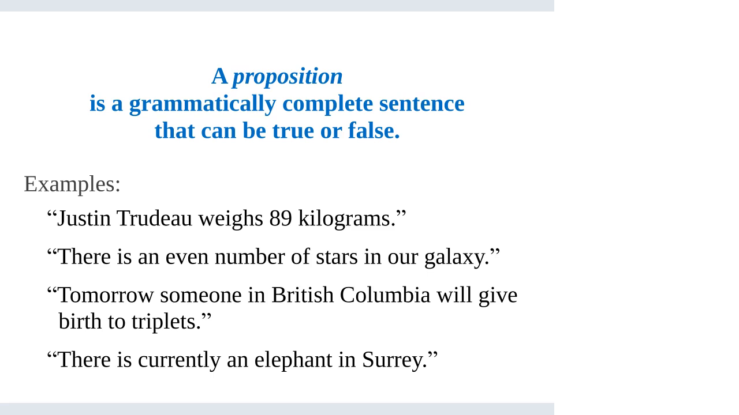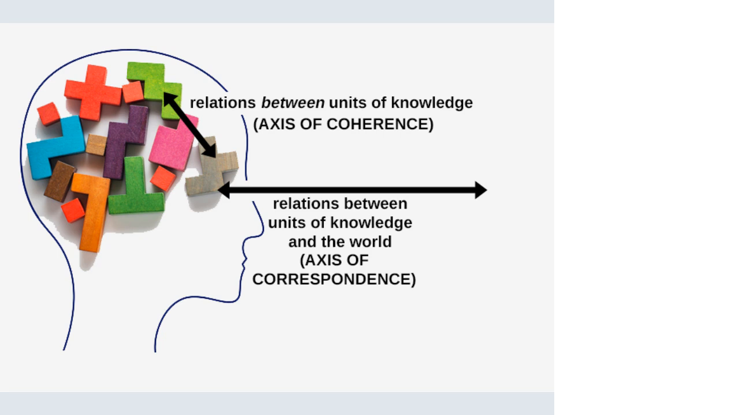So this is going to be our basic building blocks. I'm glad everything's clear. These are going to be our basic building blocks in this class, right? And I want us to make a distinction between two ways in which these claims or propositions could be related. On the one hand, you can think of relations between units of knowledge and the world. This would be the axis of correspondence.